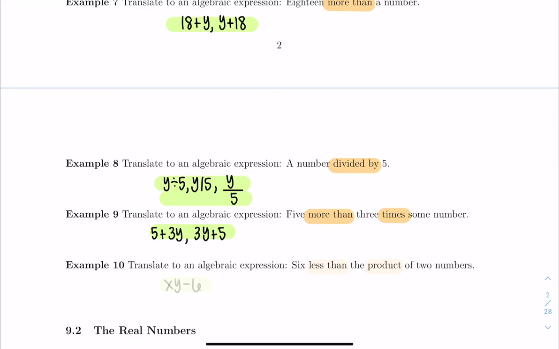And the last one. We have 6 less than the product of 2 numbers. So less than is subtraction and product is multiplication. We don't know what these 2 numbers are, so we can just use x and y. And it's 6 less than those product. So xy minus 6.